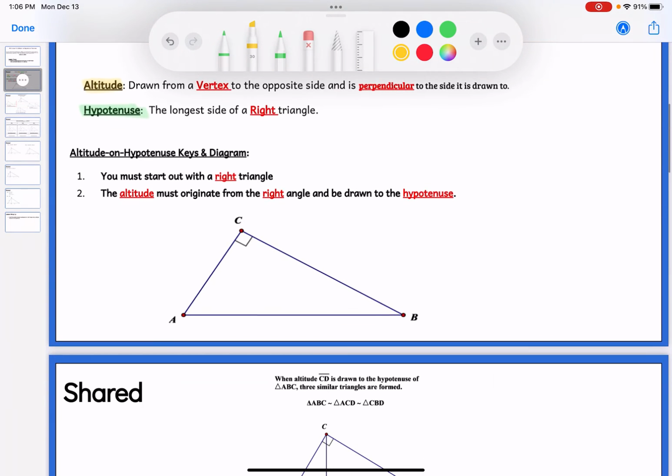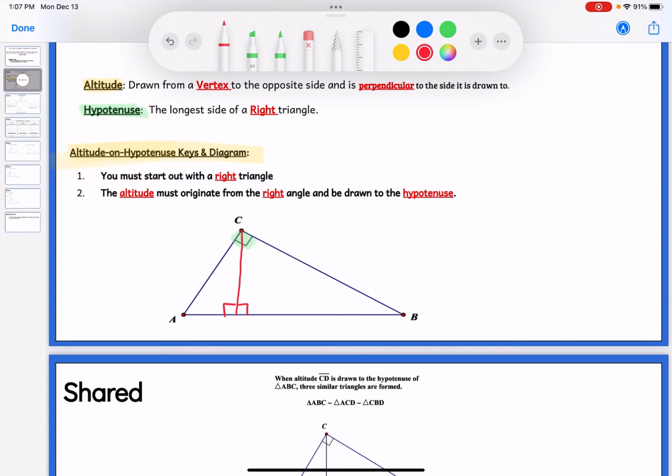So if we're going to use the altitude on hypotenuse theorem, we have to have certain things in our picture. These are things maybe you would want to write down. Write down altitude on hypotenuse theorem, things you have to have. You must start out with a right angle in your picture. So you have to have this right angle up here, you have to start with a right triangle. And then you're going to have an altitude that comes from that right angle and is drawn to the hypotenuse.